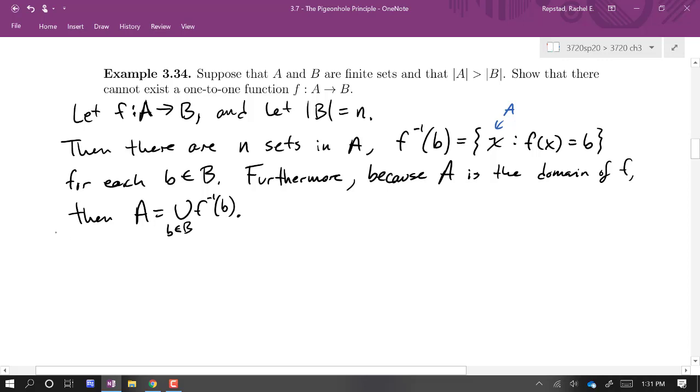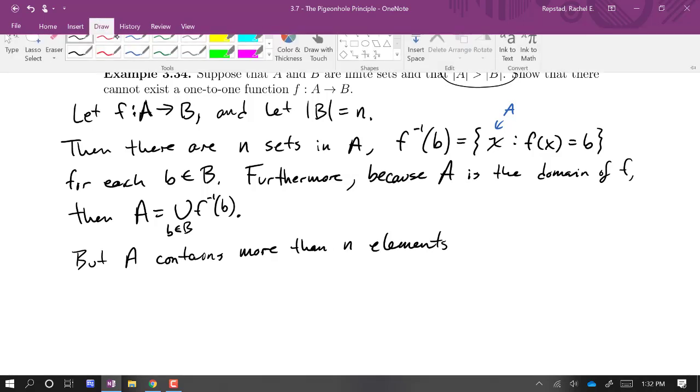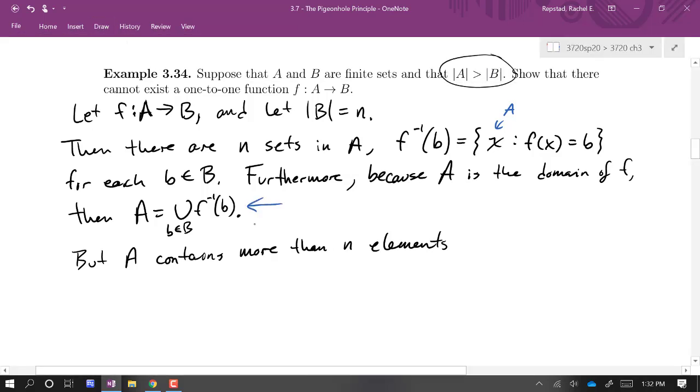Okay, so now we're almost done, actually. A contains more than n elements, right? That's part of our supposition. A contains more than n elements, which, in order for all elements of A to be accounted for in this union right here, means that at least one of these f inverse of b sets has to contain more than one element of A.